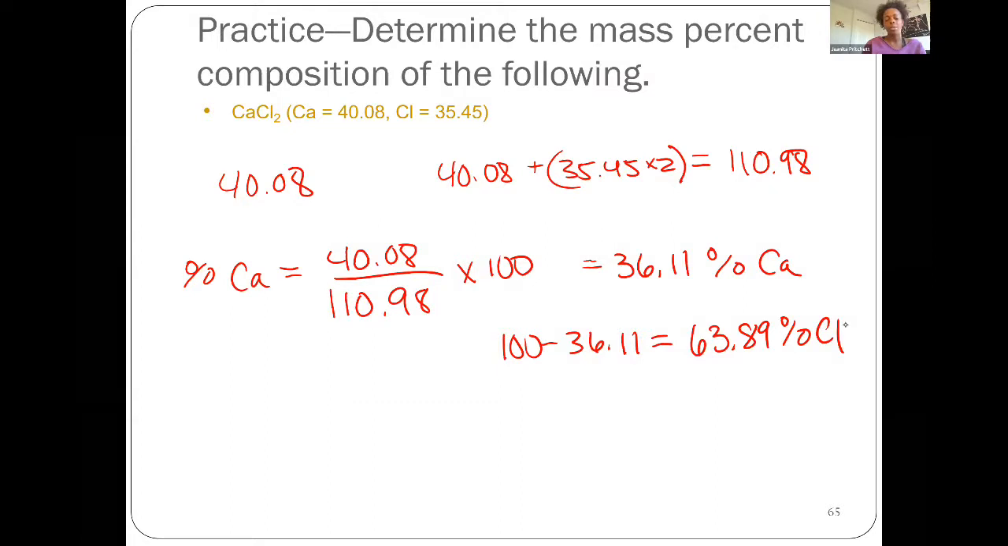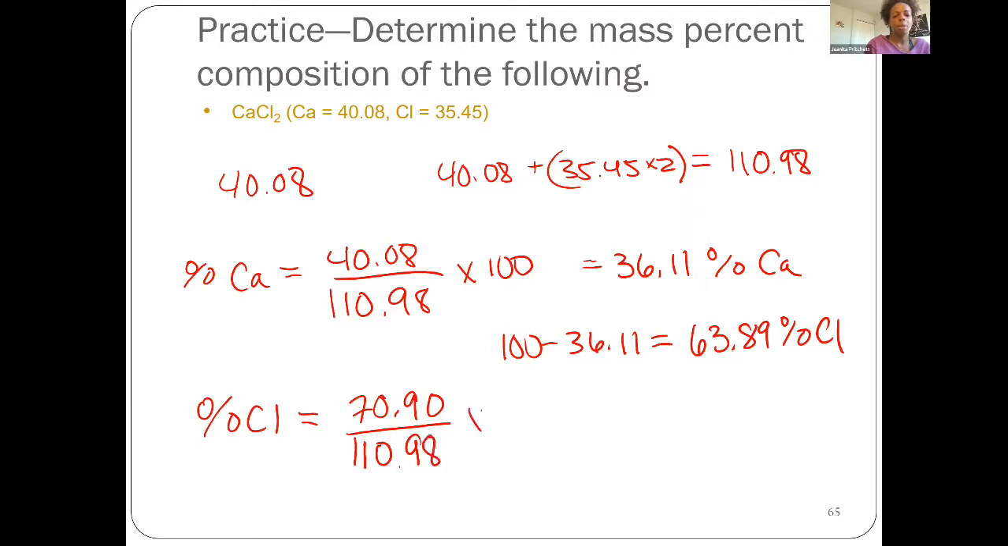If you weren't sure if that was the case, you could also do the calculation for chlorine. But instead, we would put its mass, so we'd have 35.45 times 2 on top, so that's 70.9, divided by the total of 110, multiplied by 100. And when we do that, we would take 70.9 divided by 110, and we end up with 63.89% for chlorine. And so we see that either way that we do it, it checks out.